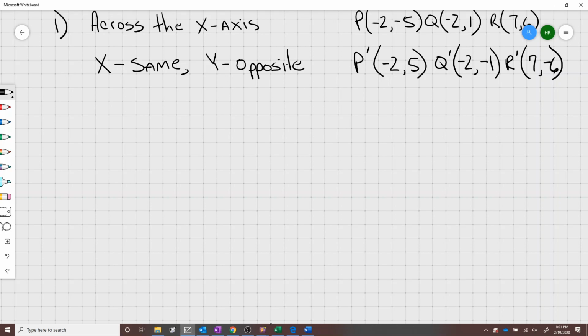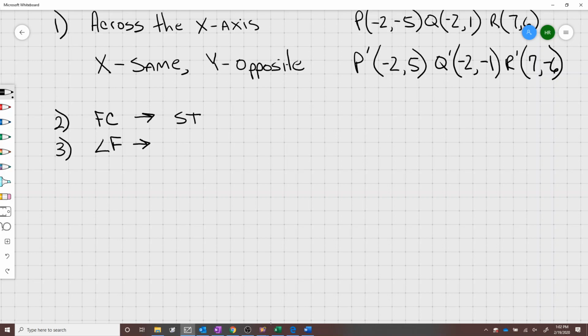And number 2, you just got to look at the images, okay? Number 2 says to name the image of FC. Well, do you see FC? It's that bottom side. What does that correspond to in the picture on the right? T to S or S to T. Good.